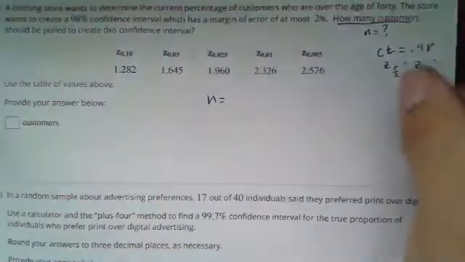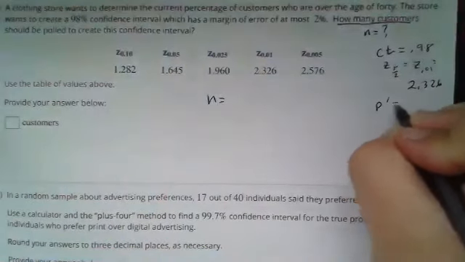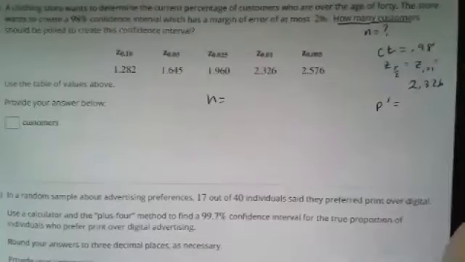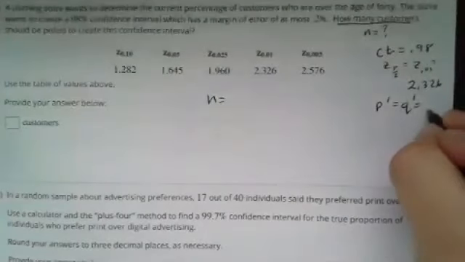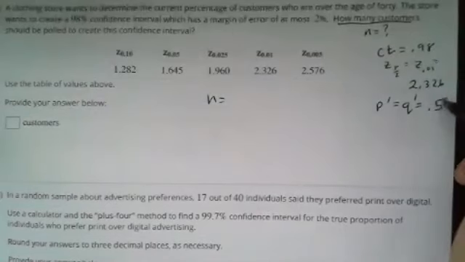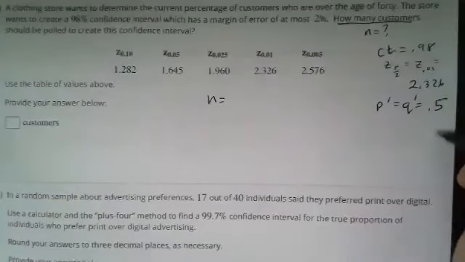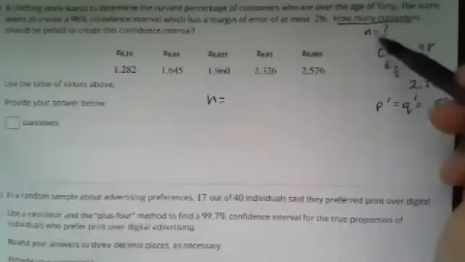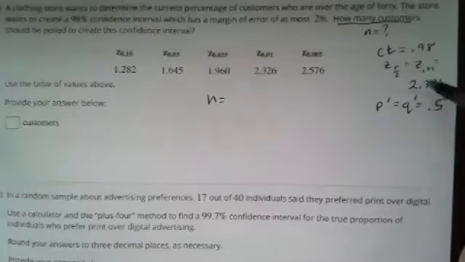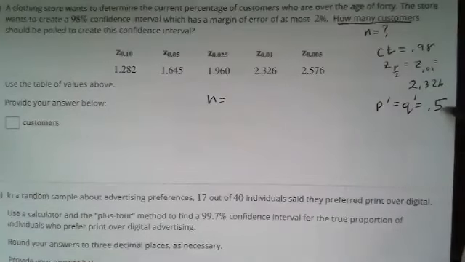From here we need p prime. We don't know p prime, and we're not given p prime. So when we're not given that, we use the default, which is 0.5, because we don't know what n is. Of course we wouldn't have a sample value of p, because it's x over n. We don't know that, so we use 0.5 by default.